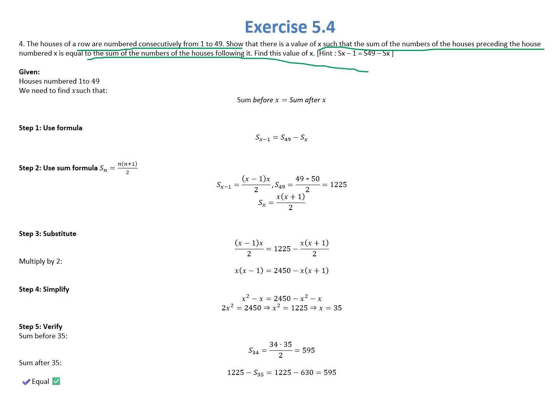So what we have to find is: sum before x is equal to sum after x. So we have to use this formula. We are given that S(x minus 1) is equal to S49 minus S(x). So S(x minus 1) is equal to Sn minus the sum of x.